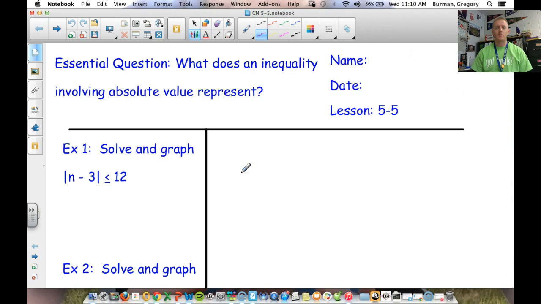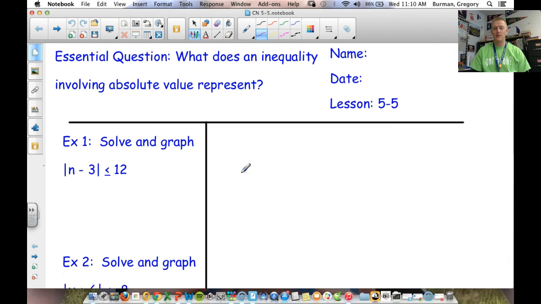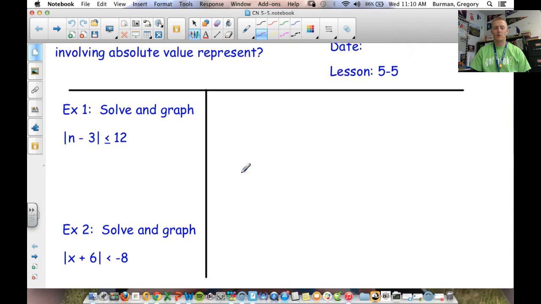Okay, ladies and gentlemen, we are talking about lesson 5.5. Lesson 5.5 is inequalities that are involving the absolute value sign. So what does an inequality involving the absolute value represent? That's the big question for today.